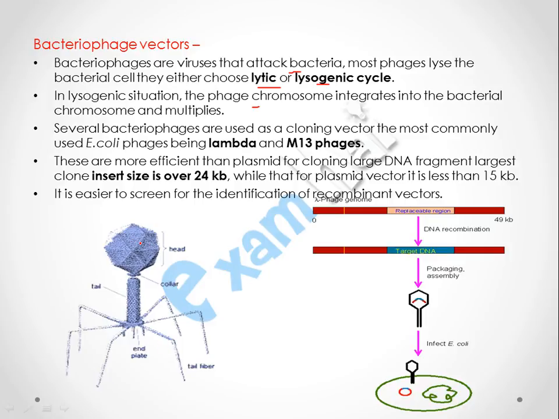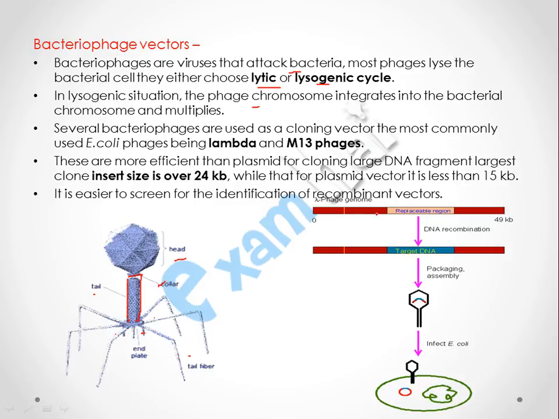So this is the diagram of a bacteriophage. So this is a bacteriophage which attacks bacteria. It has a head, it has a neck, a collar, and a tail. Okay, it has this neck piece, it has a tail. So this is the bacteriophage.